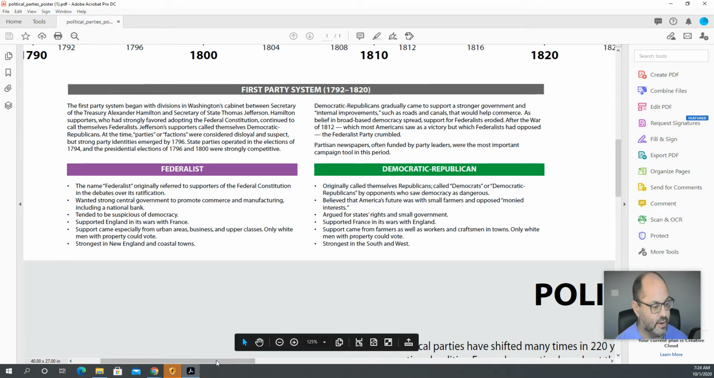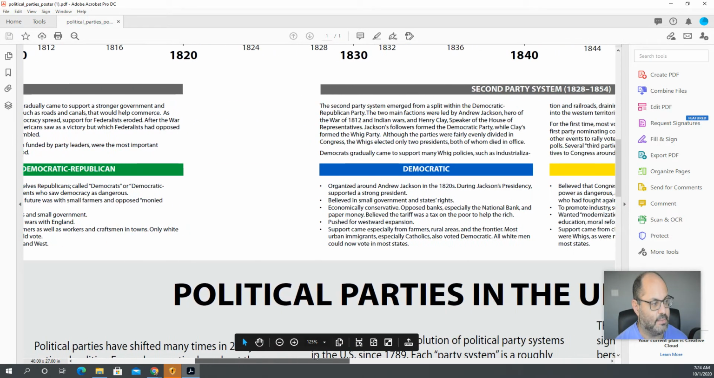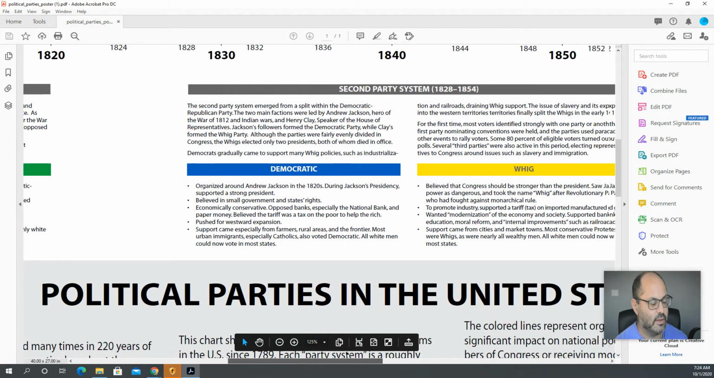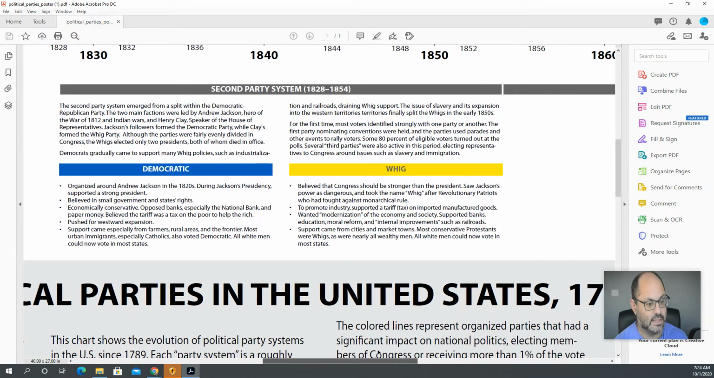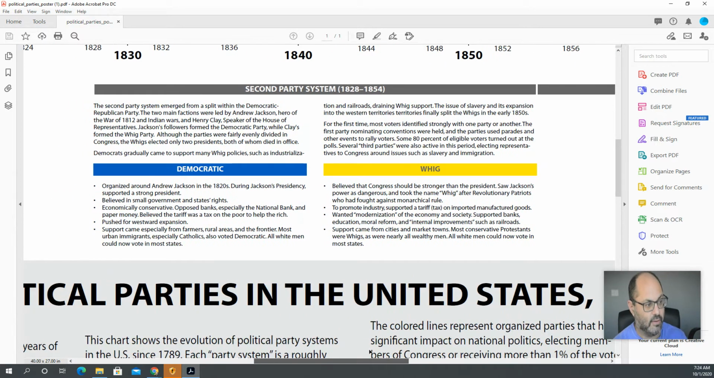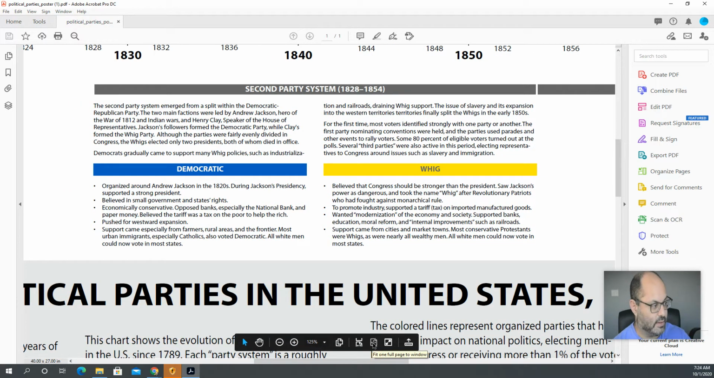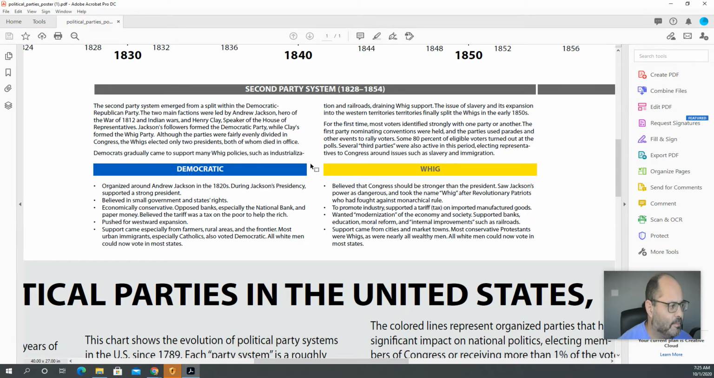So regionally, very different. But then something happens in the 1820s where the Federalist Party basically dies out and is no longer around. And then we get this second party system. I won't go through each of the major differences here, because I think you can take a look at that on your own. But the second party system basically is emerging from a split from the Democratic Republican Party.